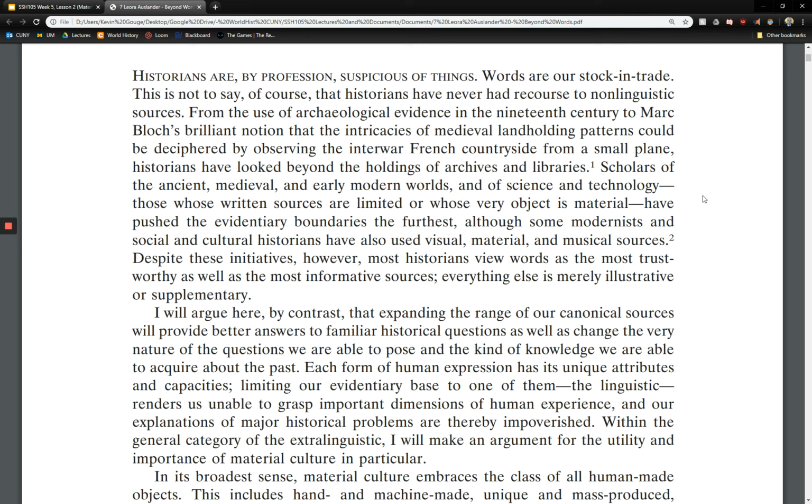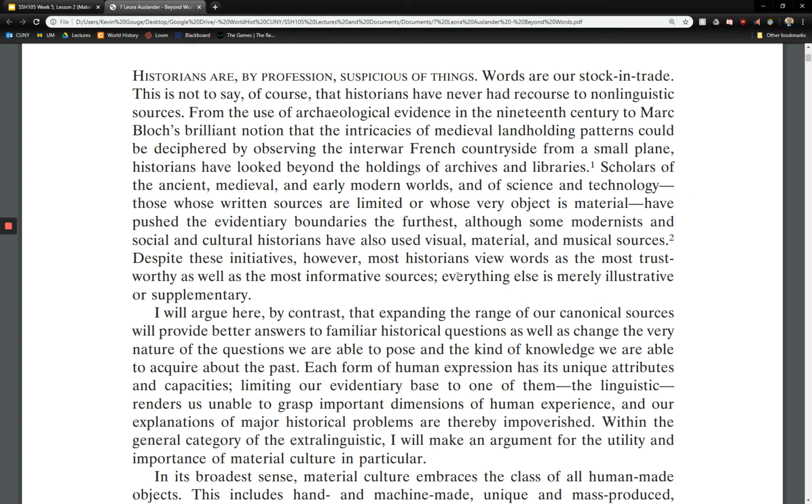Despite these initiatives, however, most historians view words as the most trustworthy as well as the most informative sources. Everything else is merely illustrative or supplementary. I will argue here, by contrast, that expanding the range of our canonical sources will provide better answers to familiar historical questions, as well as change the very nature of the questions we are able to pose and the kind of knowledge we are able to acquire about the past. Each form of human expression has its unique attributes and capacities. Limiting our evidentiary base to one of them, the linguistic, renders us unable to grasp important dimensions of human experience, and our explanations of major historical problems are thereby impoverished. Within the general category of the extralinguistic, I will make an argument for the utility and importance of material culture in particular. Okay, and I will stop reading there.